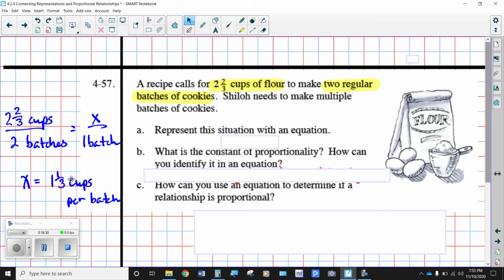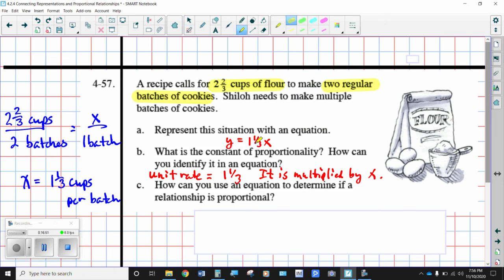Sorry. So this is our unit rate, which means that's our constant of proportionality. So when we multiply x times a number, x being the number of batches, y is going to be that number times 1 1/3. So the constant of proportionality is the unit rate, which is 1 1/3. And how can you identify it in the equation? Well, it's simply the number that's being multiplied times x. Remember, if y equals kx is the generic form of a proportional equation, the constant of proportionality is the unit rate, and that's the number that's being multiplied times x.